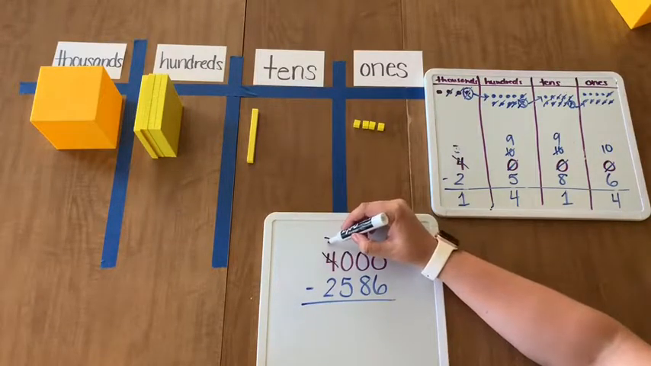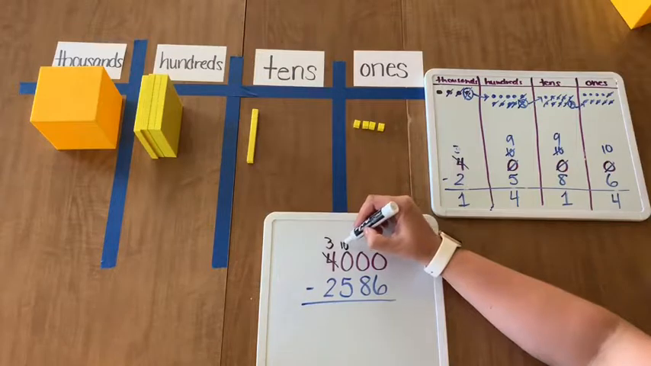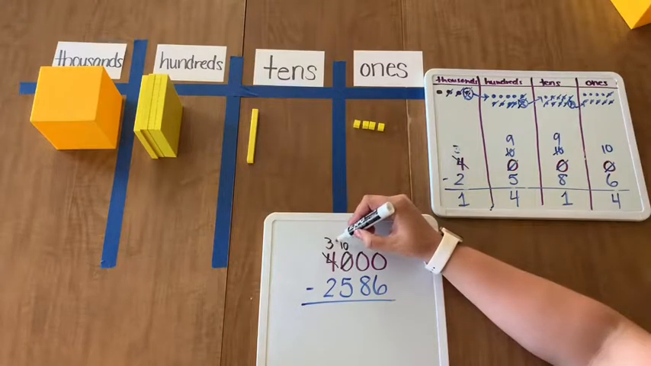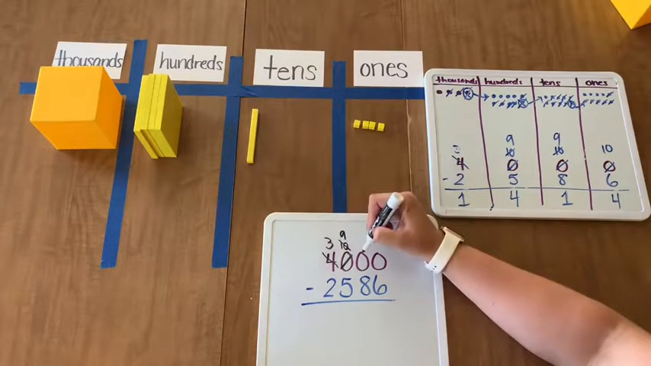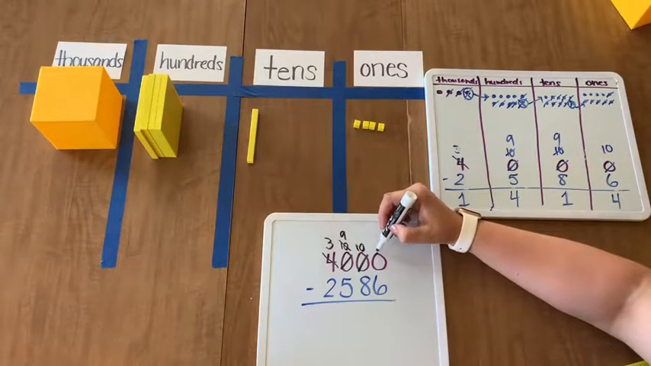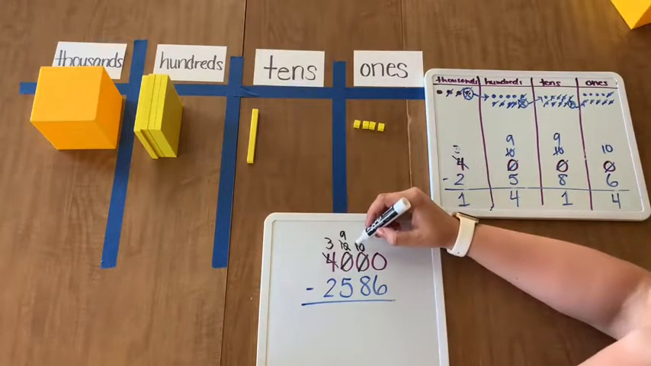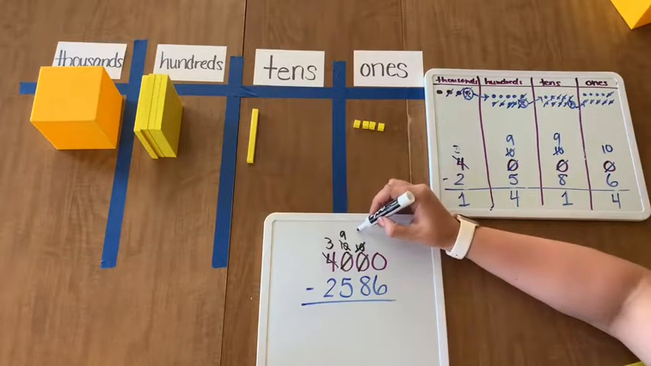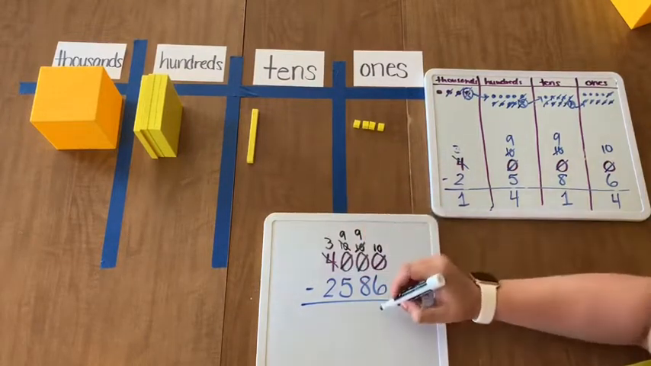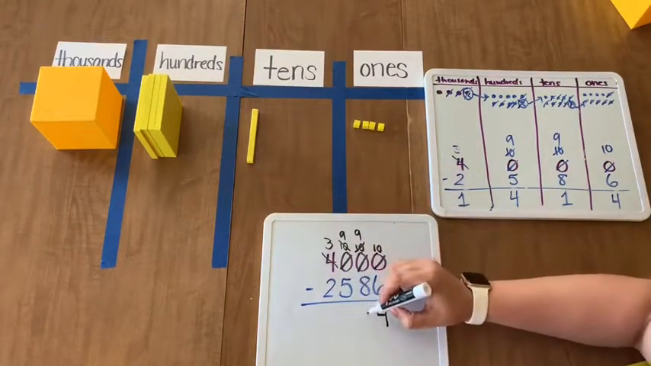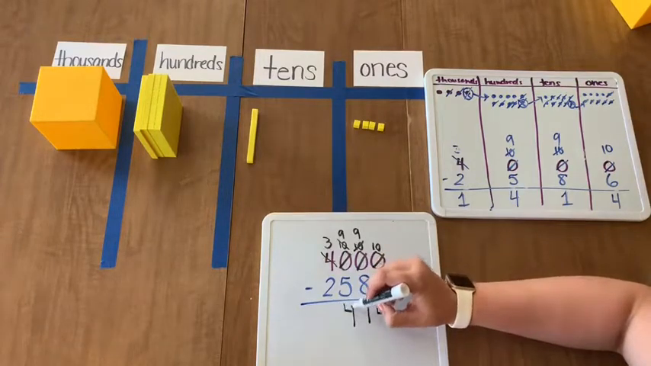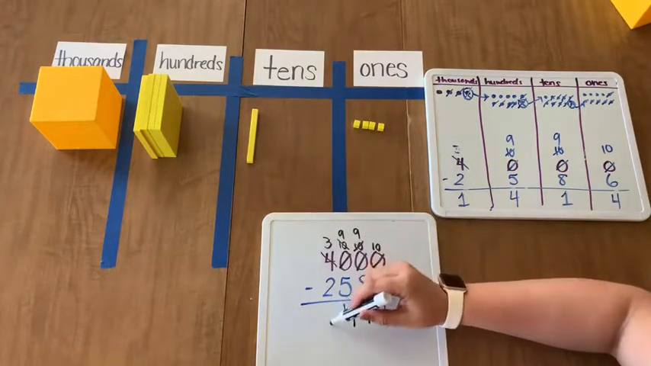4 thousands is the same as 3 thousands and 10 hundreds. I still have to subtract my 6 first, so then I have to take my 10 hundreds and regroup it into 9 hundreds and 10 tens. Then I have to go back and say, oh, I still have to subtract my 6. Can't subtract the tens before I subtract the ones. So I make my 10 tens into 9 tens and 10 ones. 10 ones minus 6 ones is 4 ones. 9 tens minus 8 tens is 1 ten. 9 hundreds minus 5 hundreds is 4 hundreds. 3 thousands minus 2 thousands is 1,000.